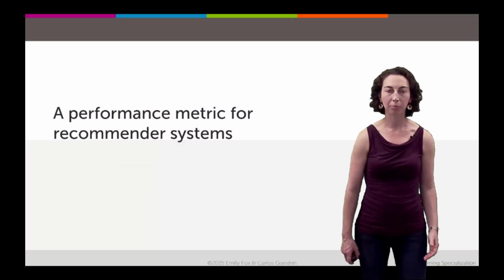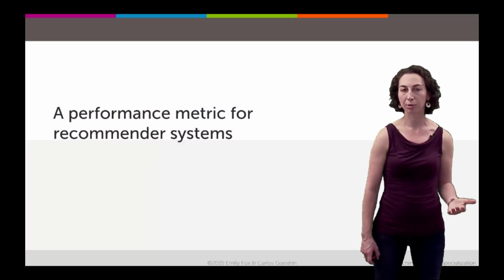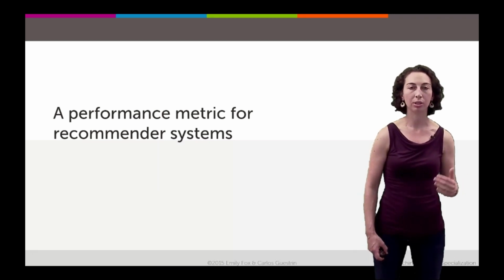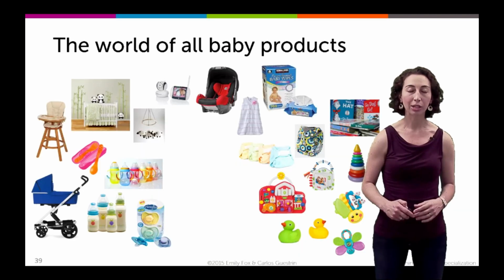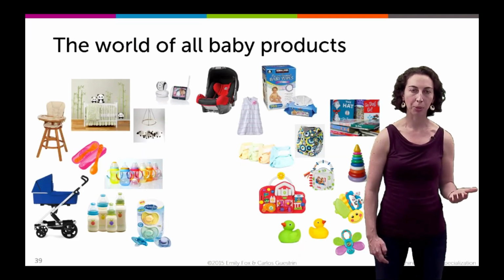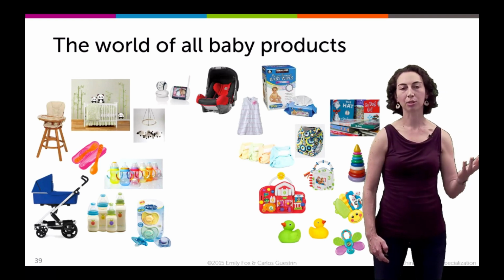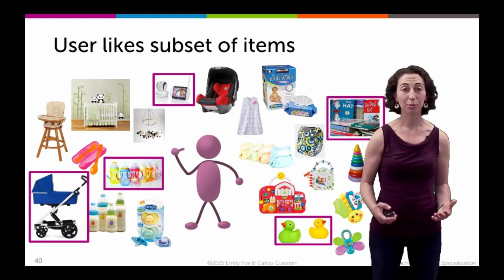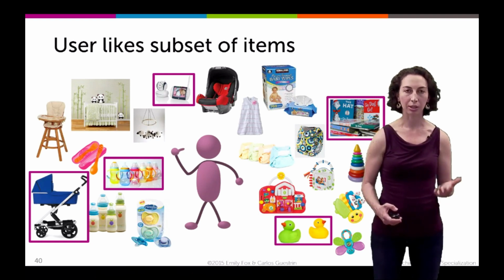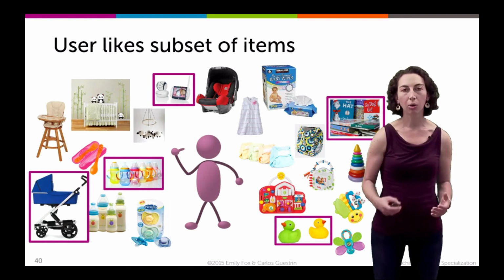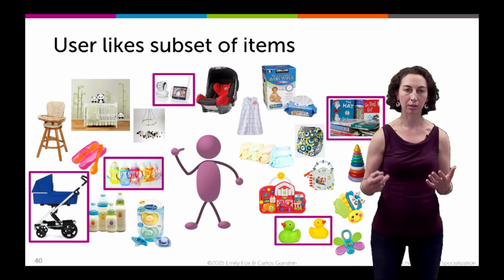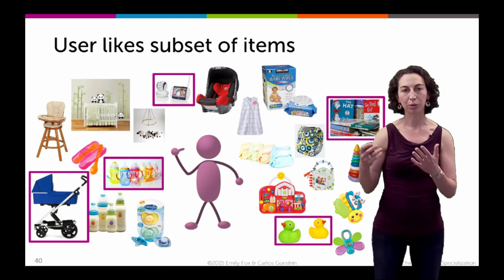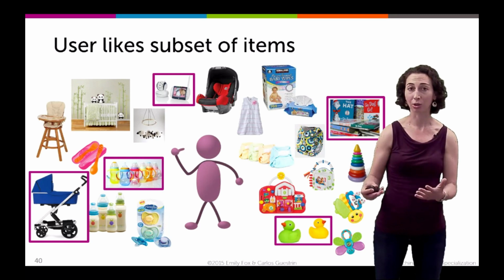So we've talked at great length about how to form predictions using different types of recommender systems. But a question is, how do we assess the difference in performance for these different systems we might consider using? Well, imagine we want to recommend products to a new parent, and this is the set of all possible products that we might recommend. A user likes a subset of these products, which are represented by these magenta squares. And our goal, of course, is to discover the products that the user likes from the purchases that they've made, because we don't actually know which products they like. That's our goal, okay?